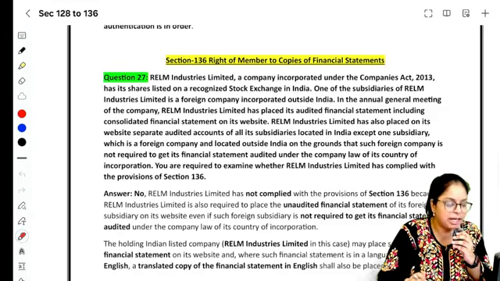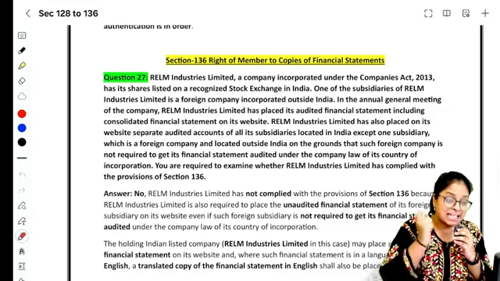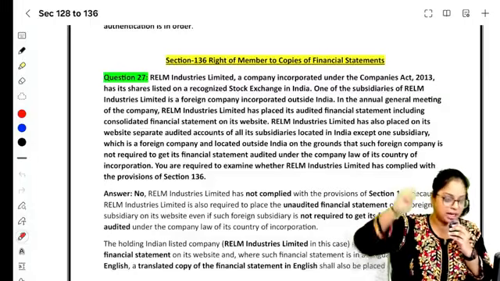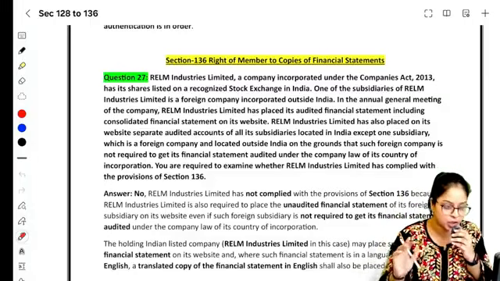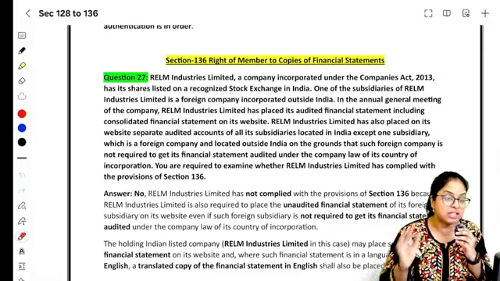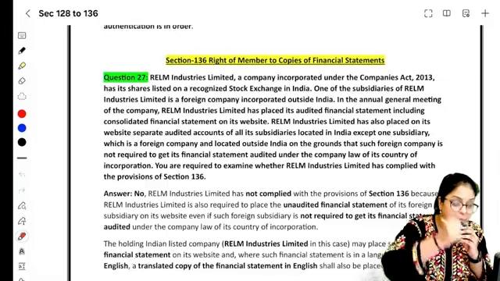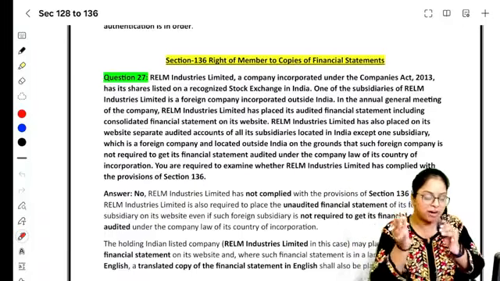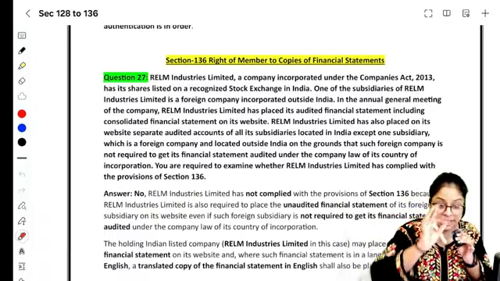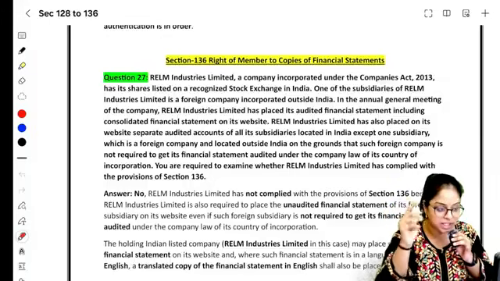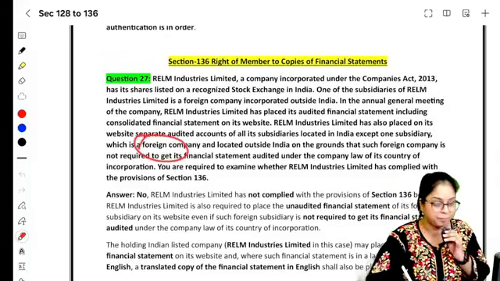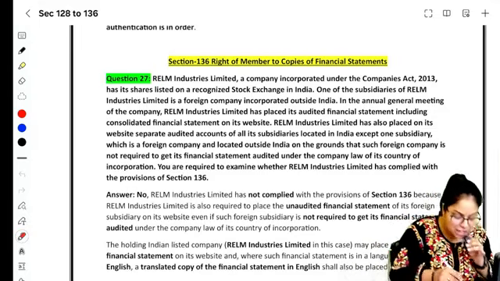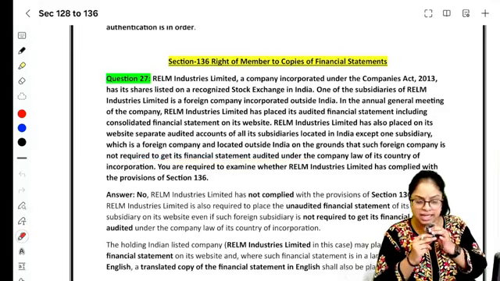In the annual general meeting of the company, RELM Industries has placed its audited financial statement, including consolidated financial statement, on the website. Super, adadam pannirukano. RELM Industries has also placed on its website separate audited accounts of all its subsidiaries located in India. Perfect, adha pannirukano. But they did not place in website the one subsidiary which is a foreign company located outside India, on the ground that such foreign company is not required to get its financial statement audited.